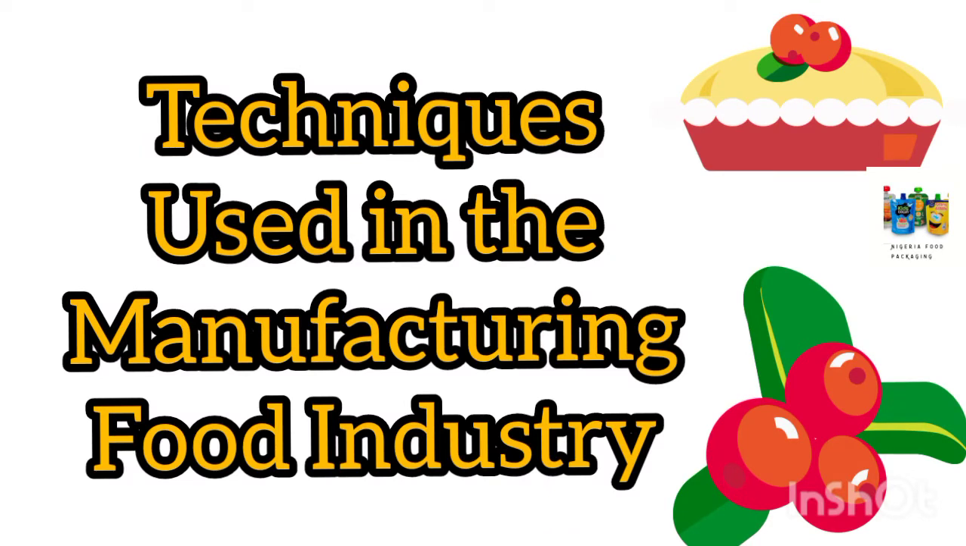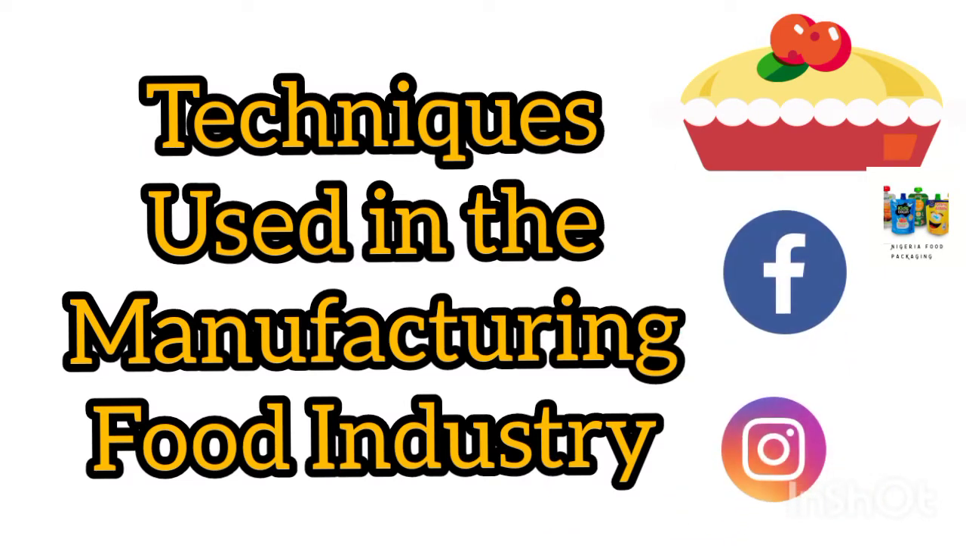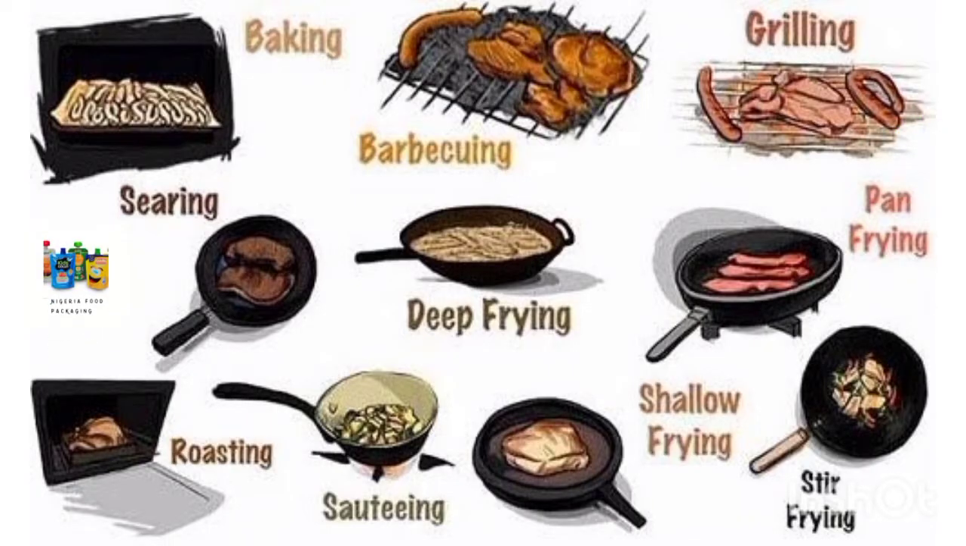Today our focus is on the techniques used in the food manufacturing industry. What do we understand by the word techniques? This is simply a way of carrying out a particular task, either a procedure or a mode of achieving a food product or food. One thing we should bear in mind is that every food sector has its own unique techniques, and in some cases they differ from one another.